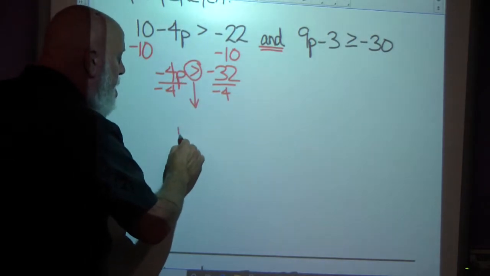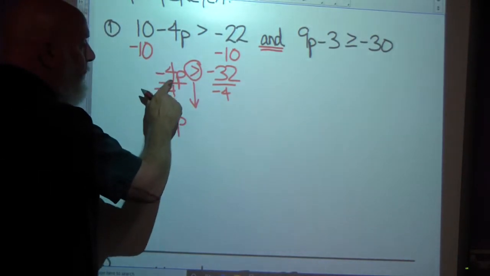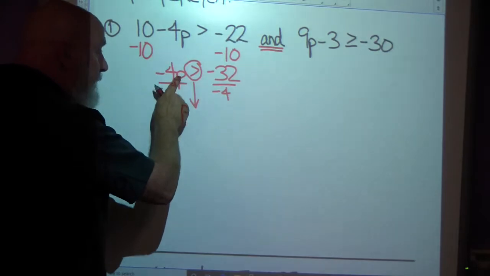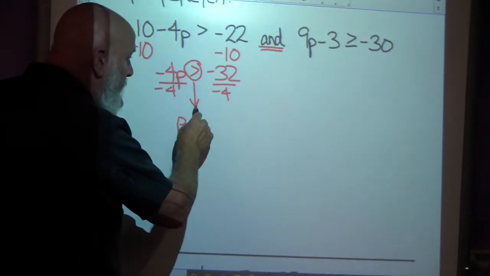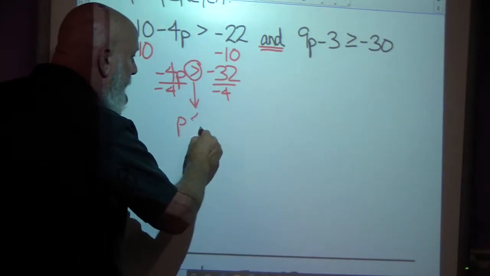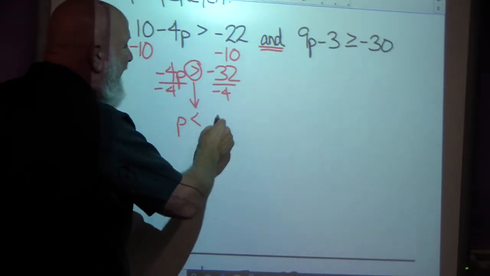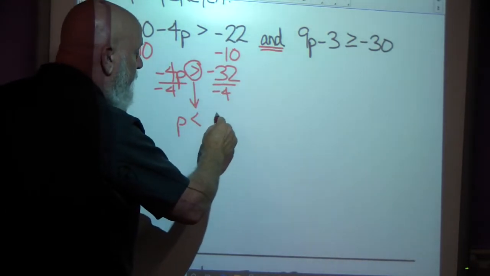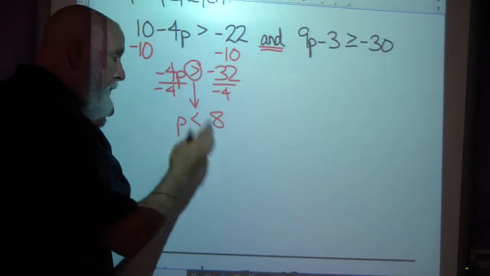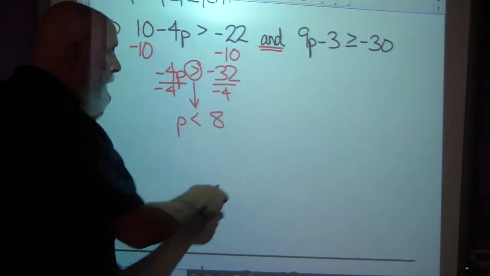My p is all by itself now. Negative 4 divided by negative 4 is 1. 1 times p is p. This changes directions. It's no longer greater than, it's less than. 32 divided by 4 is 8. Negative divided by negative is positive, so p is less than 8. That's part of my solution.